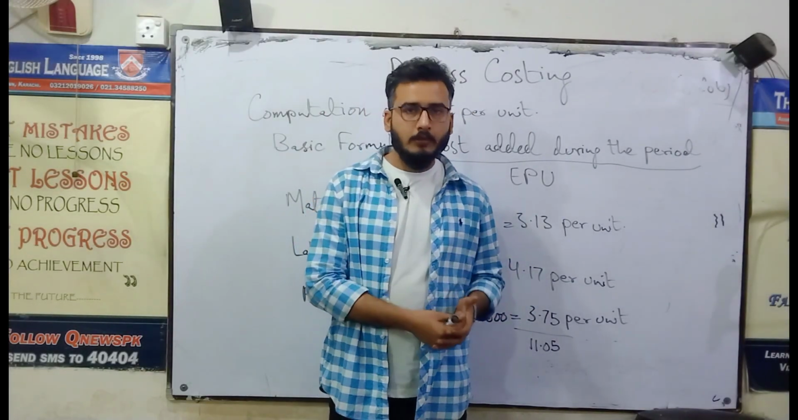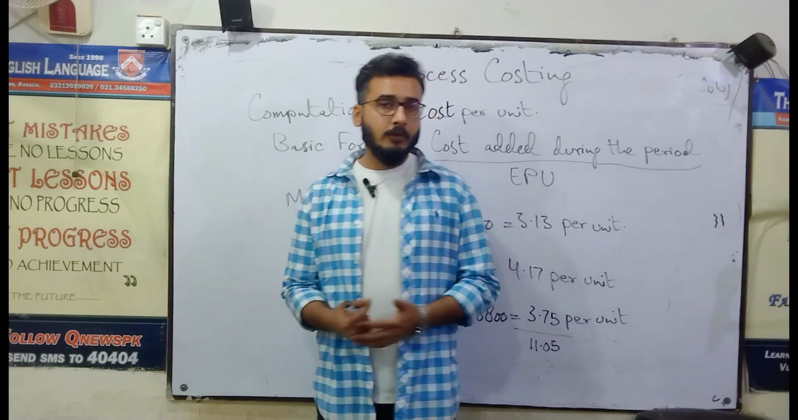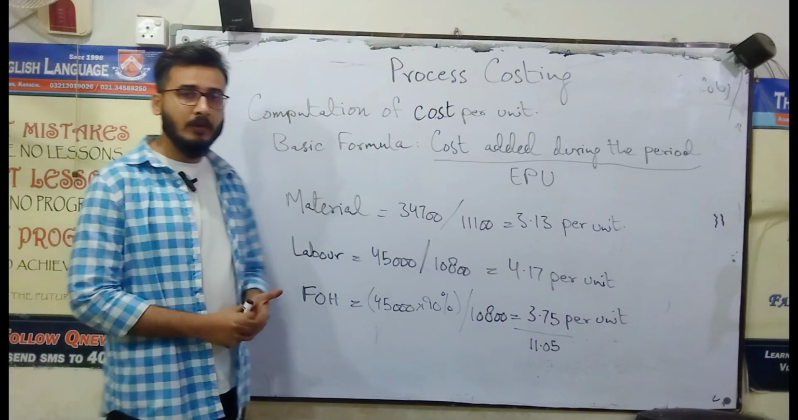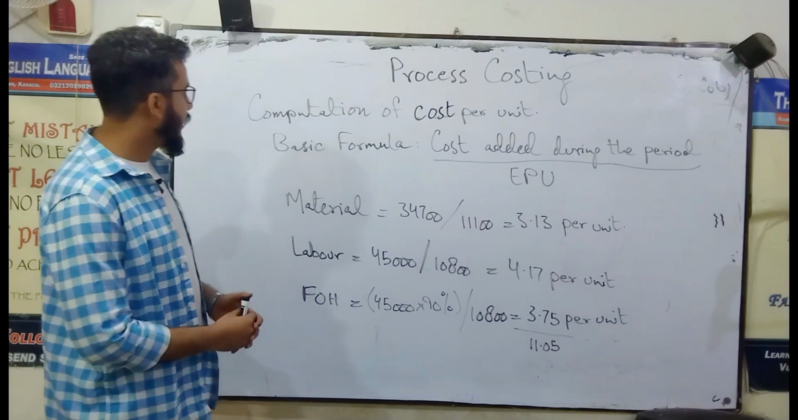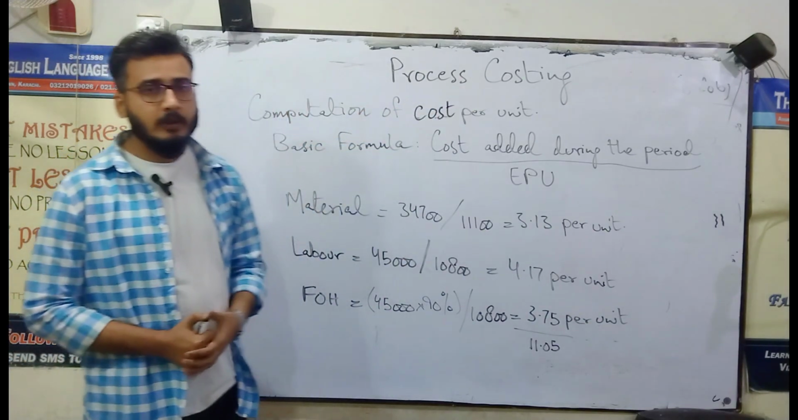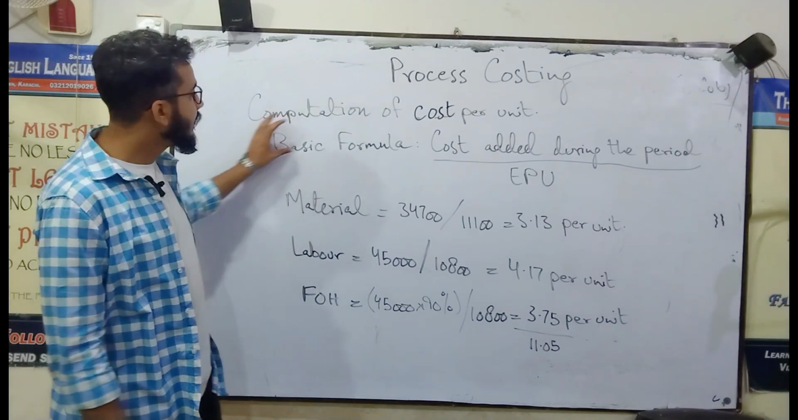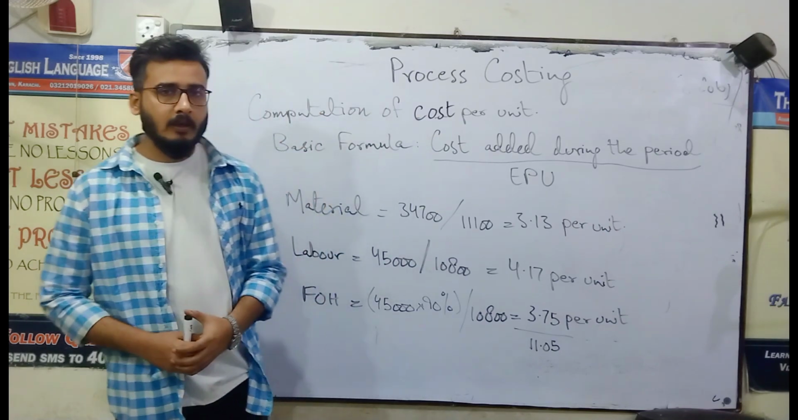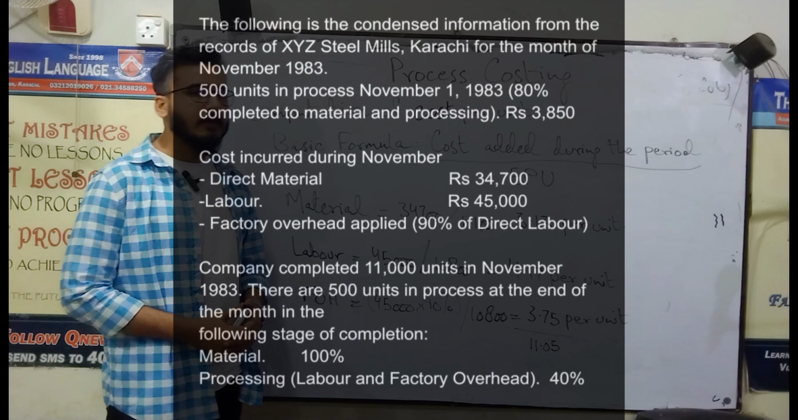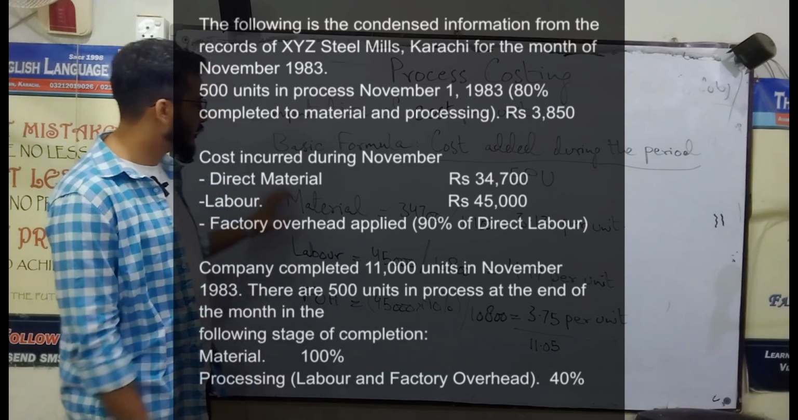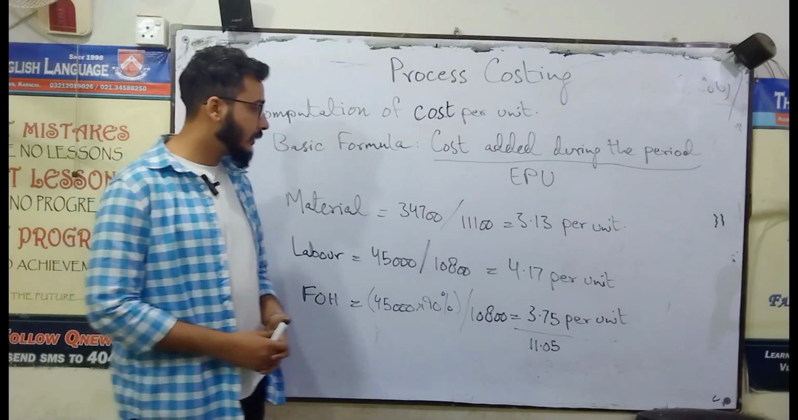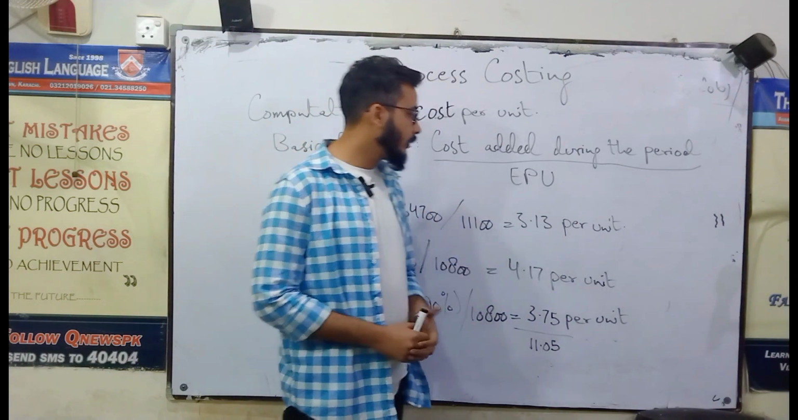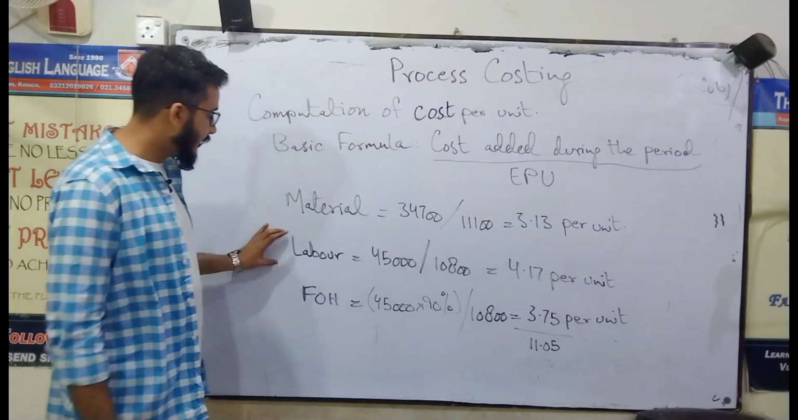So in today's video, we are going to continue the previous video's lecture. Now let us move to the second step. In the previous video, we had calculated EPU, and now we are going to do the second step, which is cost per unit. Now how to calculate the cost per unit? There is a basic formula: cost added during the period divided by EPU. Now in the question, we had 34,700 cost which was added for material, divided by the EPU which we calculated, that is 11,100. Now we have cost per unit 3.13 per unit, and then labor.